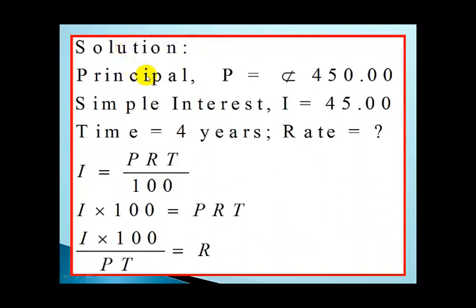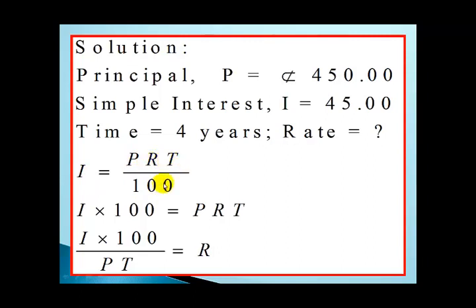From the question, the principal P is equal to 450 cedis and the simple interest I is equal to 45 cedis. The time has been given in the question to be 4 years, but the rate has not been given. We are asked to find the rate. Now, from the simple interest formula, we have I equals P times R times T divided by 100, where I is the simple interest, P is the principal, R is the rate, and T is the time, and 100 is a constant.